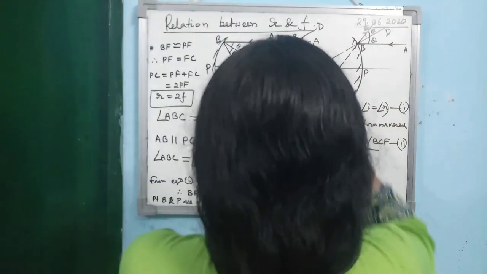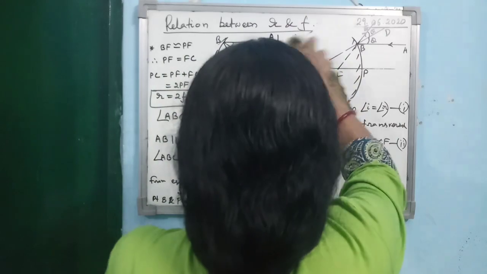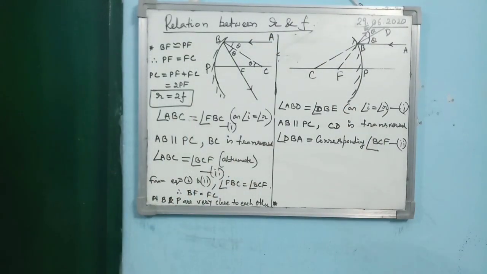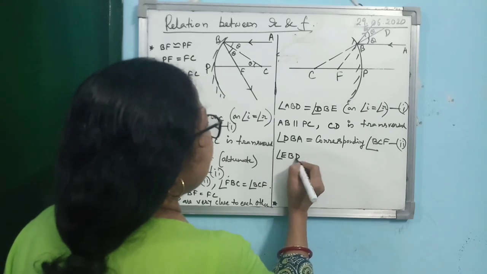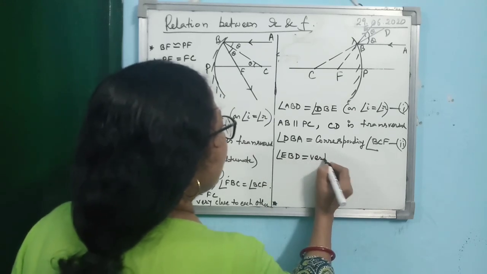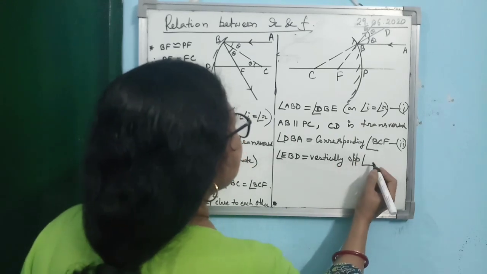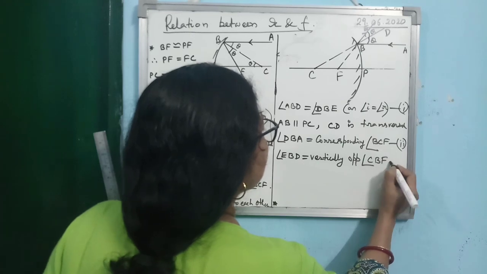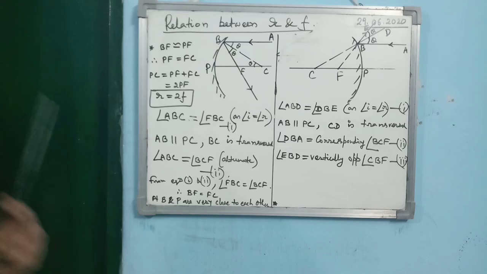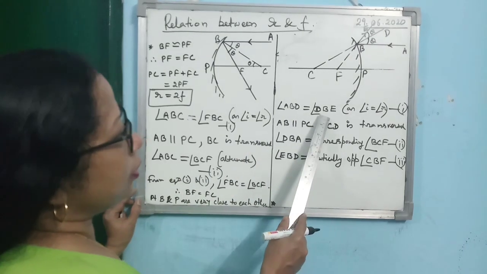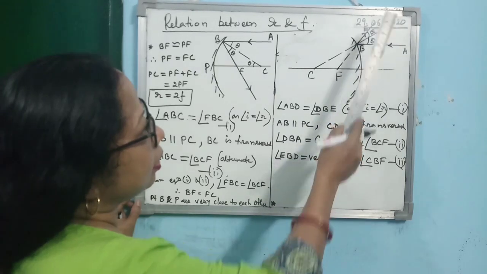Now consider the triangle EBD. Angle EBD is equal to the vertically opposite angle CBF. Just look at the diagram. This is equation 3. Clear? So you see what you are getting: ABD is equal to DBE.